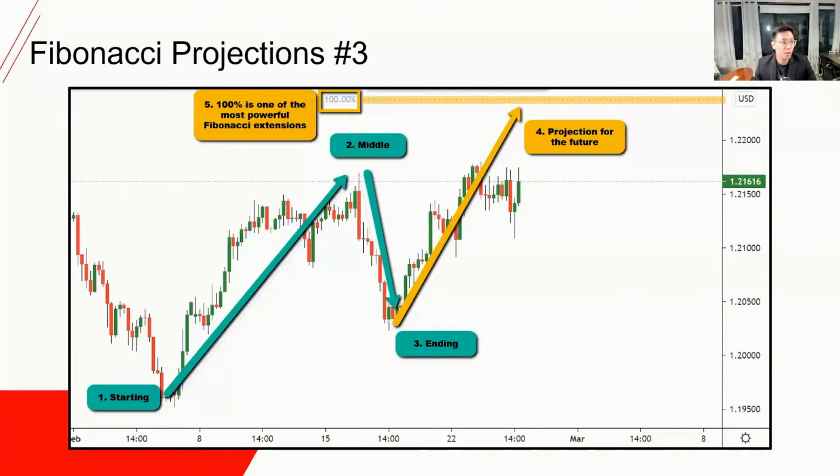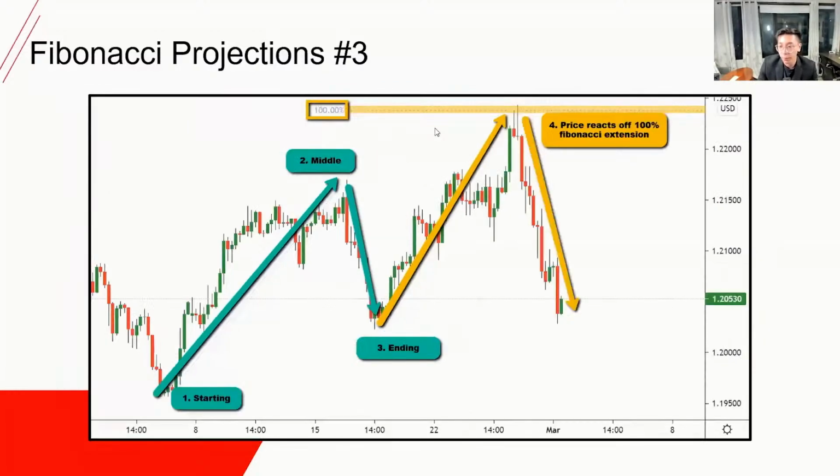Notice the clear movement in price structure, which our FIB projection trend line follows. We are projecting to reverse off the 100% FIB projection right here, and then let's see how it plays out. You can see right here, price actually reacted off the 100% FIB extension level and reversed all the way down.